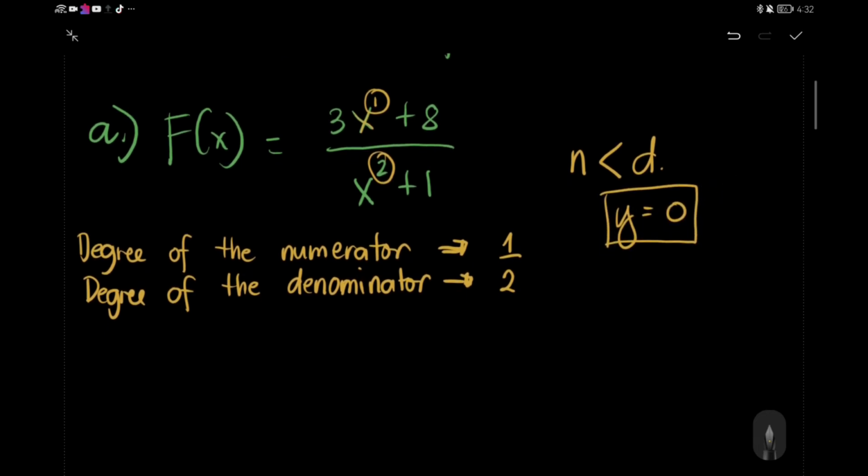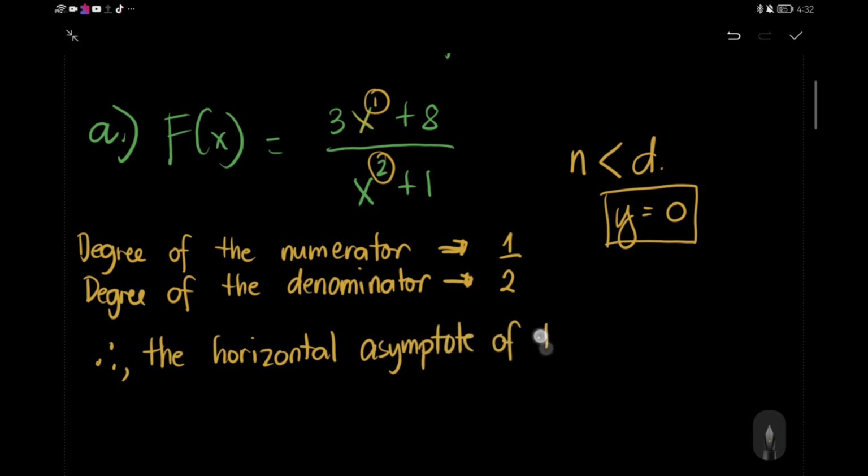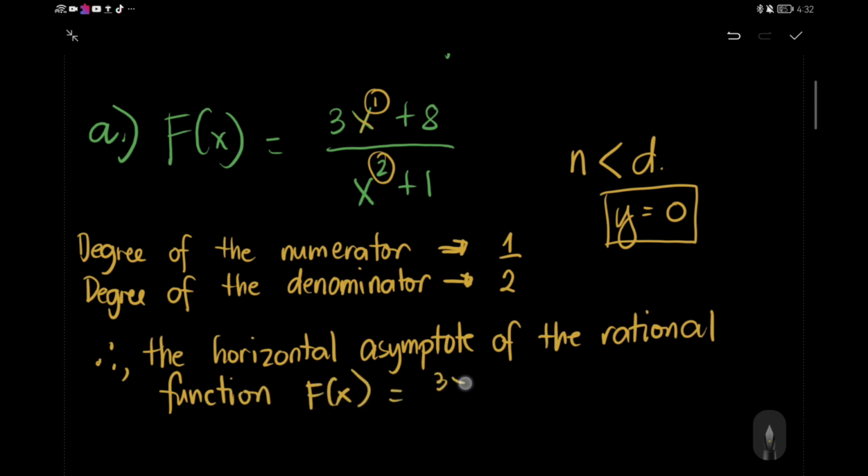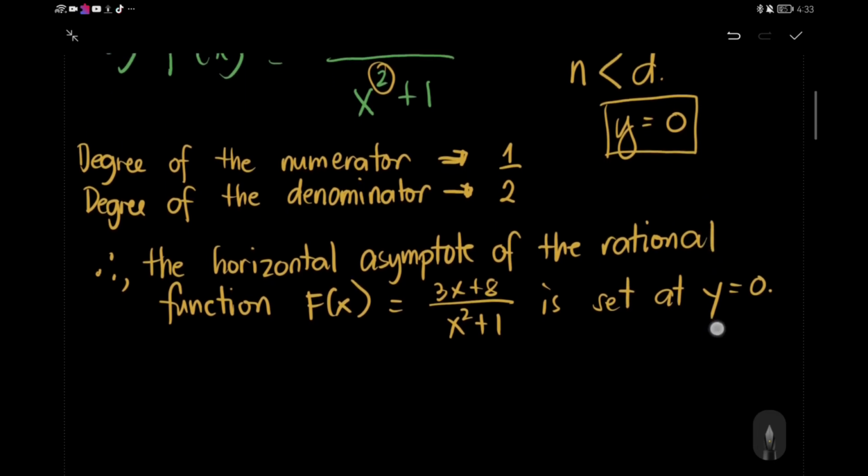So, in words, therefore, the horizontal asymptote of the rational function f of x is equal to 3x plus 8 over x squared plus 1 is set at y is equal to 0. So that is the first horizontal asymptote. Now, let's have example letter B.